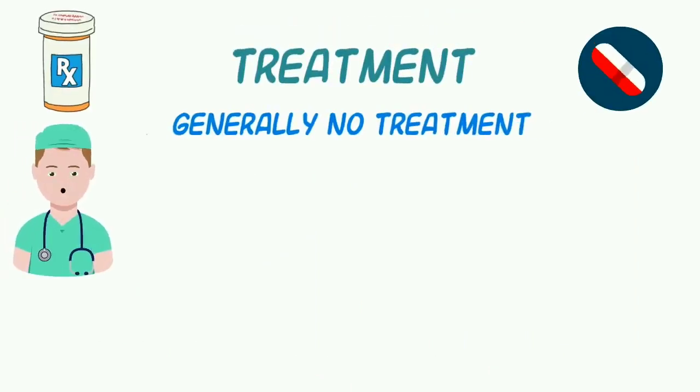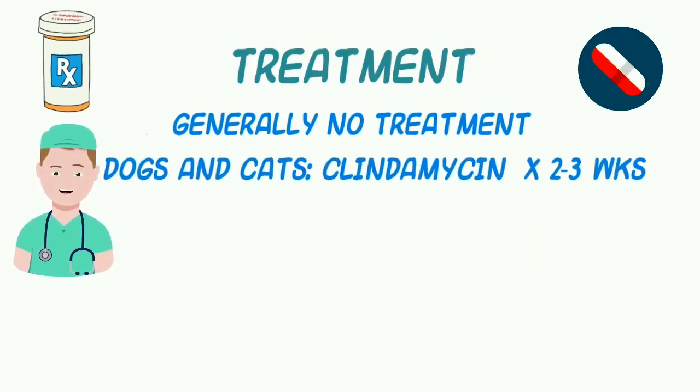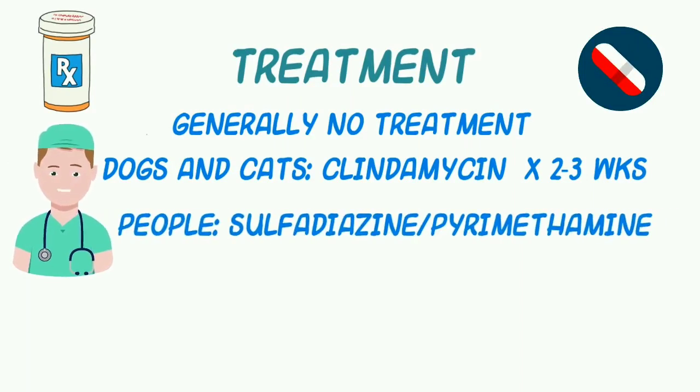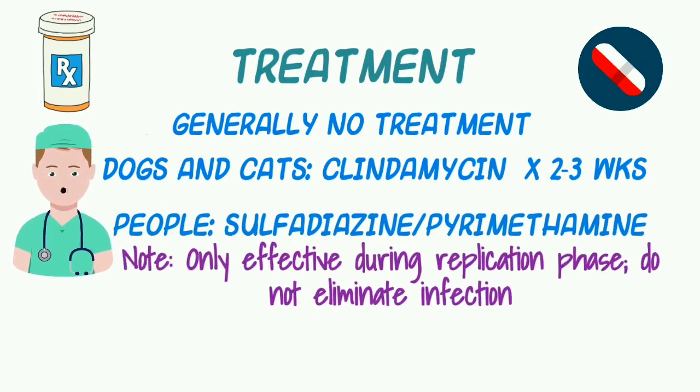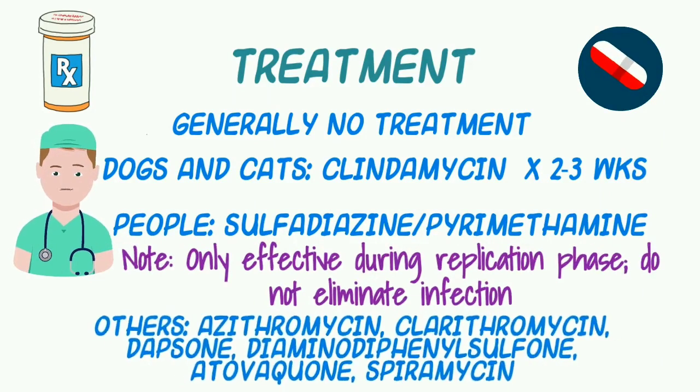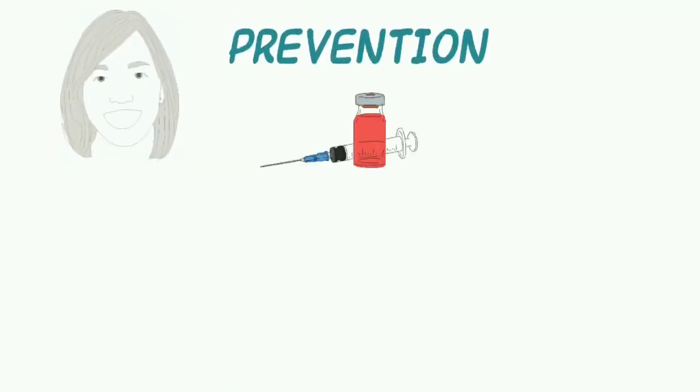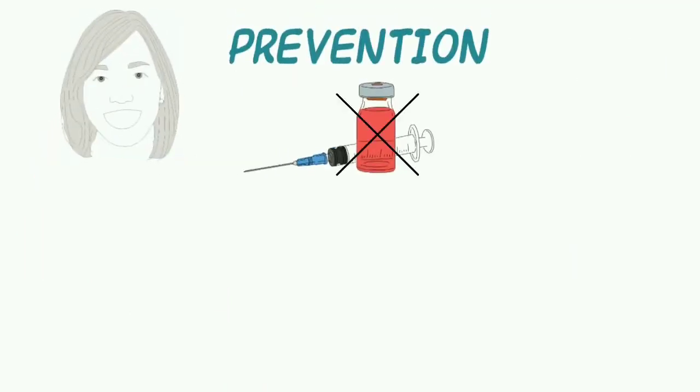Generally, animals are not treated for toxo, but in dogs and cats, clindamycin for 2 to 3 weeks is the drug of choice. For human patients, a common recommendation is sulfadiazine, pyrimethamine. However, these drugs are active during parasite replication and do not eliminate the infection. Difficult cases might also be managed with azithromycin, clarithromycin, dapsone, diaminodiphenylsulfone, atovaquone, or spiramycin. There is no vaccine for toxo in humans or animals.